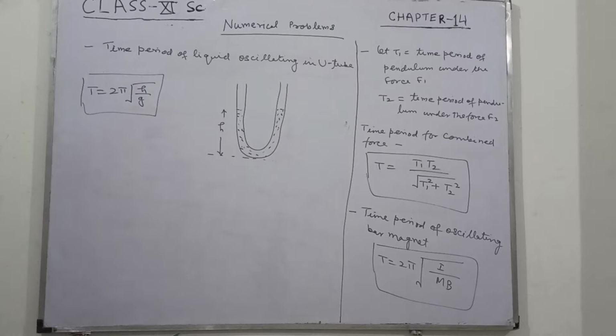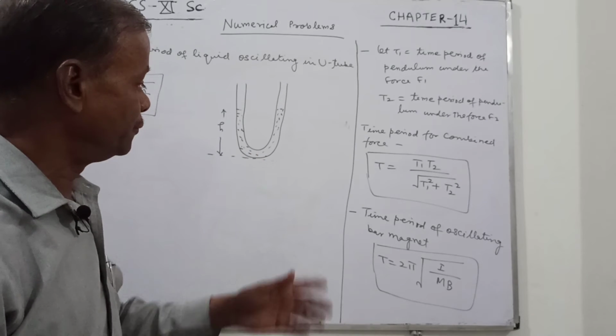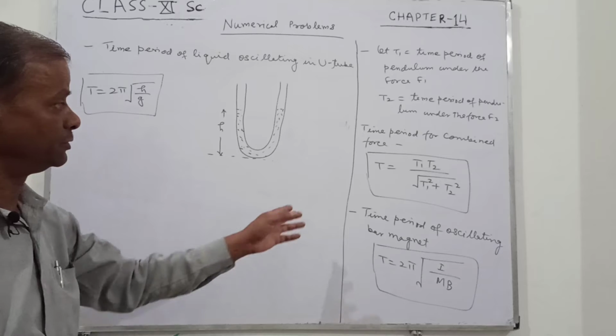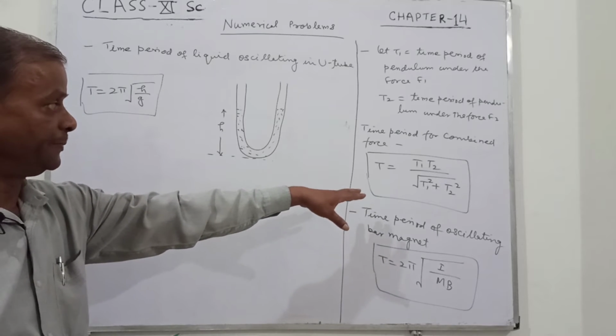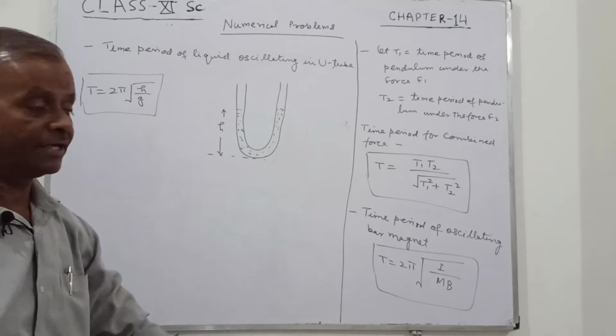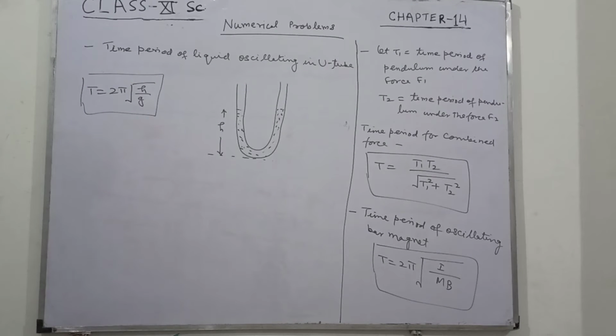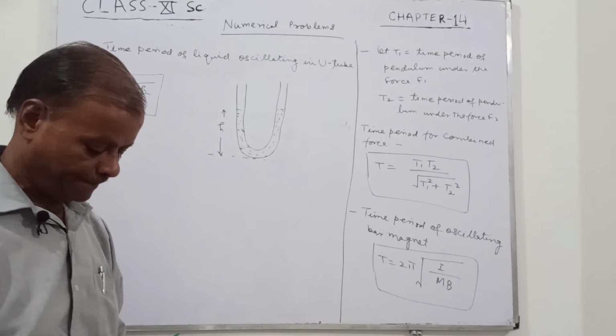So these are some factors which I have to tell you when there is a change or there is some force F1 and F2 and they are having the time period T1 T2, then you find the time period when the combined force acts on the pendulum. So this is for bar magnet, this is for U tube. Now I take the numerical part of this one.